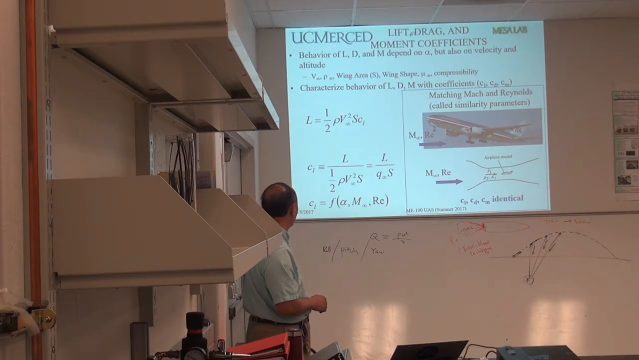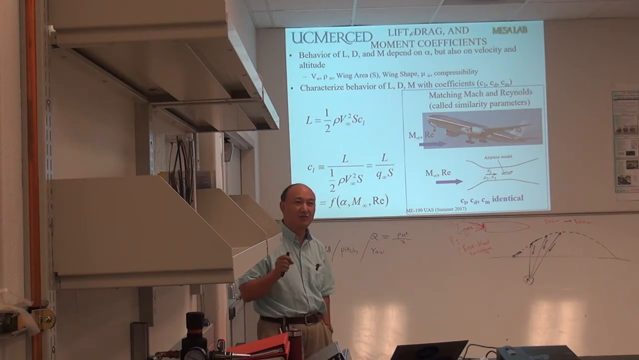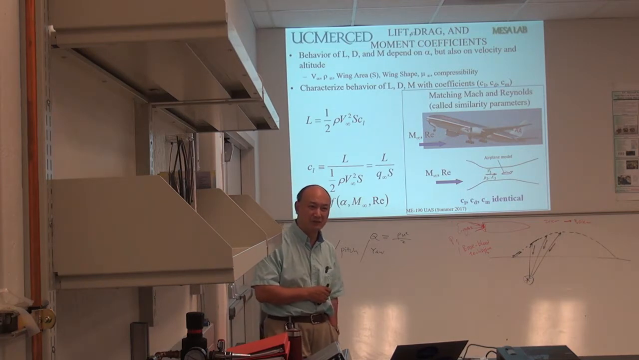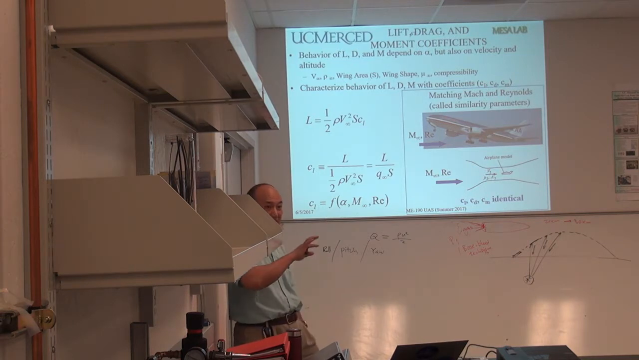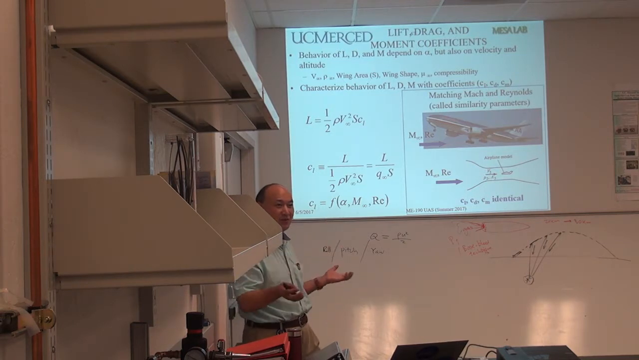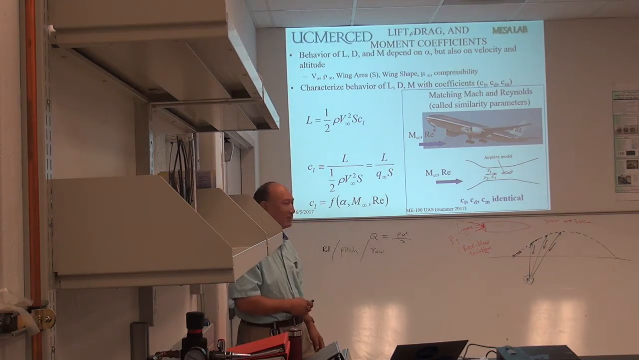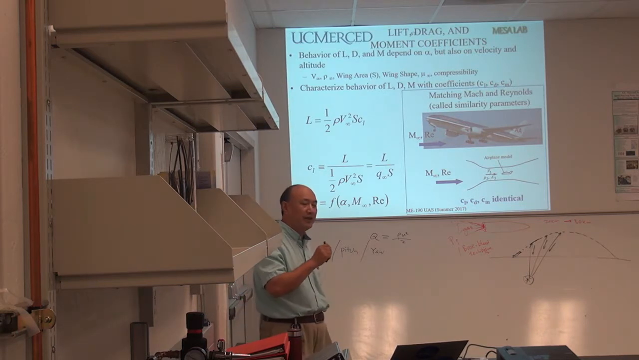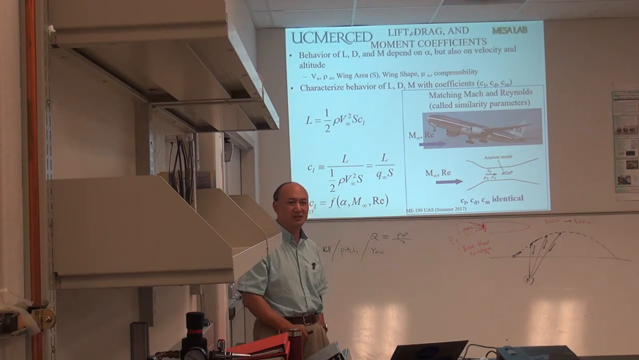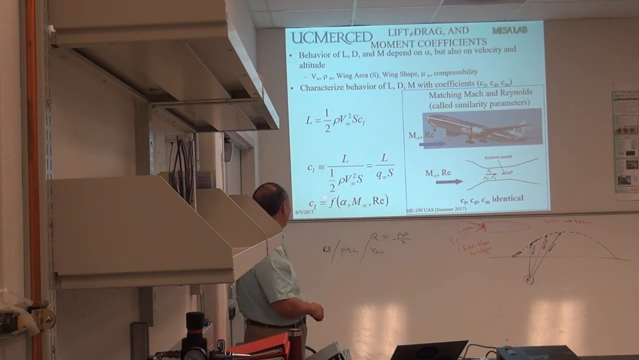We write lift, capital L, as the force. Then you have half rho V squared. Remember, rho V squared is what? Dynamic pressure. And S is your surface area, the wing area. Of course the lift is proportional to the area size. And CL is the lift coefficient, the aerodynamic coefficient of lift.